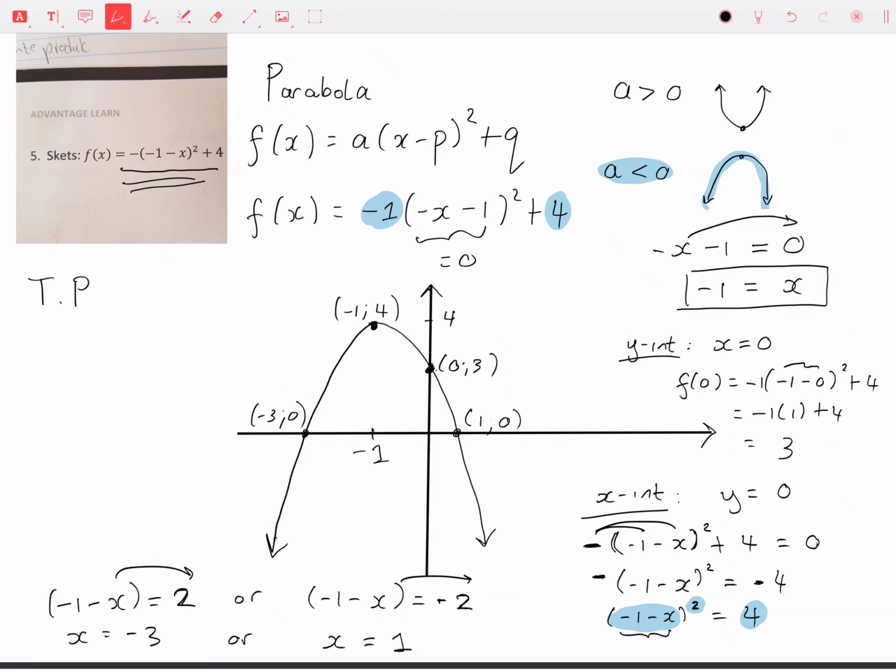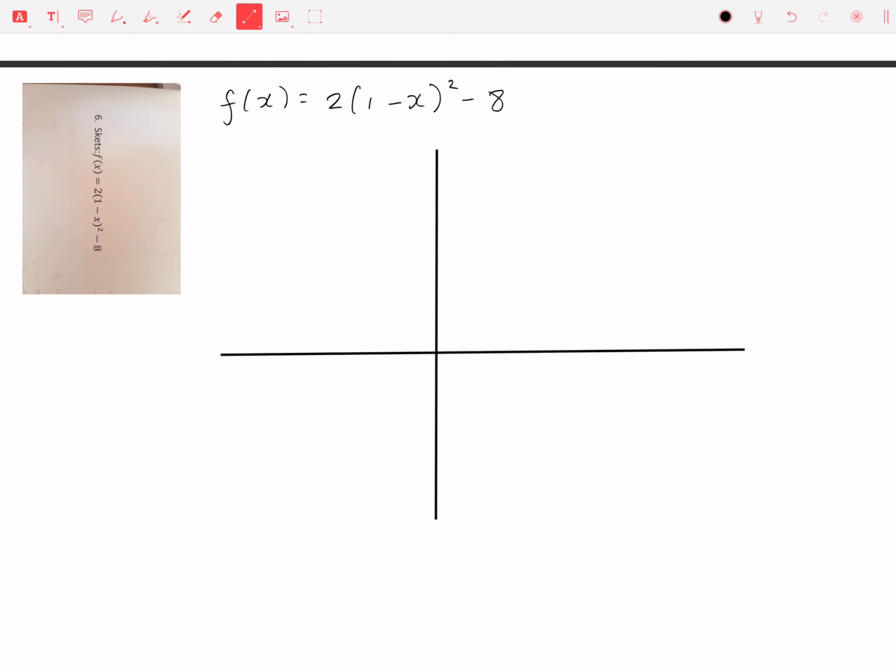So we start off with the shape, the turning point, and then if we need to, we put the x and y intercepts in, and we can find them using the normal method here. Looking at this one here, sorry about the picture there. Essentially we want to draw this graph now: f of x equals 2 into (1 minus x) squared minus 8. Again, it's a parabola. You are looking for your turning point and your shape, and you are also looking for x and y intercepts.